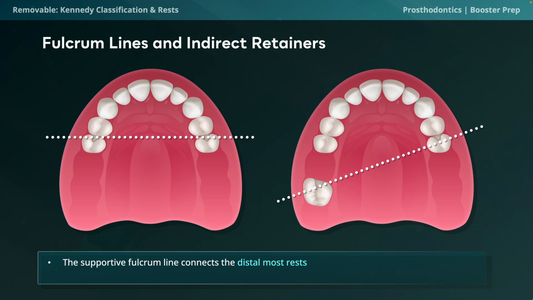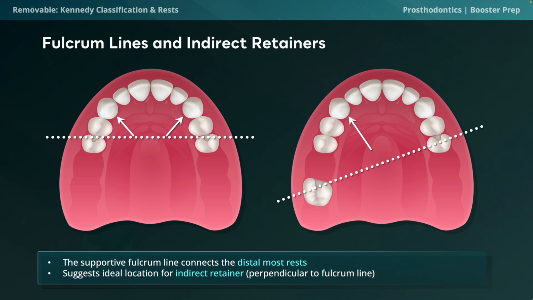And generally, you want this indirect retainer to be on a tooth that is perpendicular in position to the supportive fulcrum line, or as close as you can get it. In the case of a Kennedy Class 1 seen on the left, we know we can't add an indirect retainer on the central incisors, so the best bet would be to add 2 of them, one on each canine.